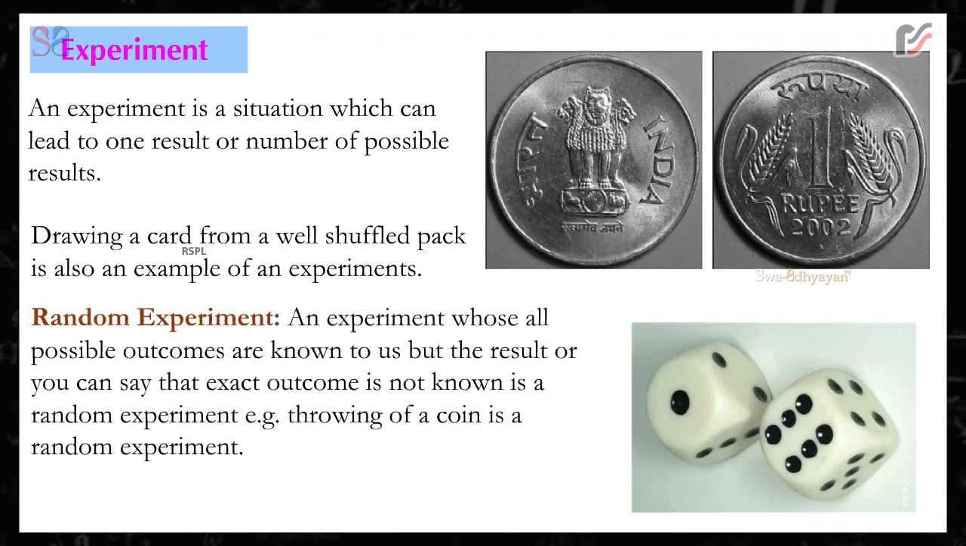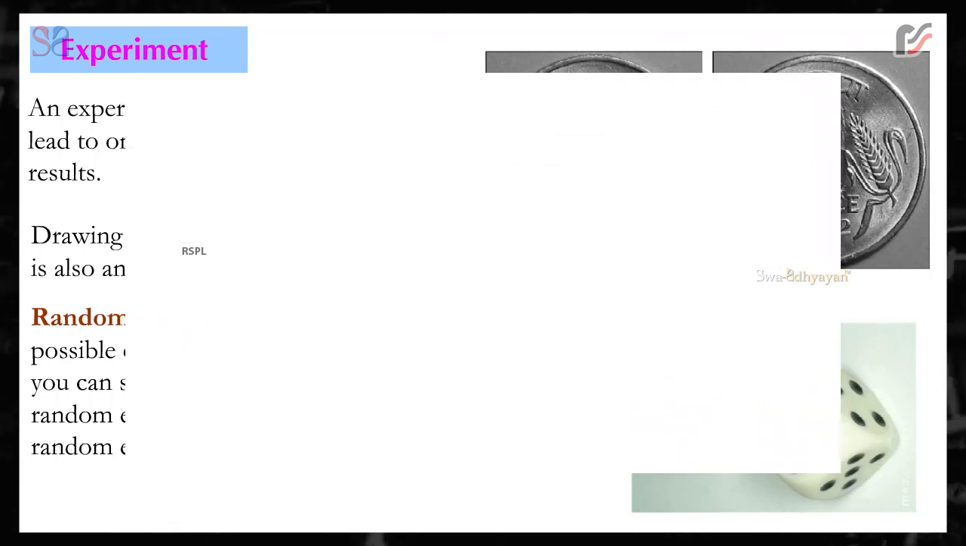Random experiment. An experiment whose all possible outcomes are known to us, but the exact outcome is not known, is a random experiment. Example: throwing of a coin is a random experiment.